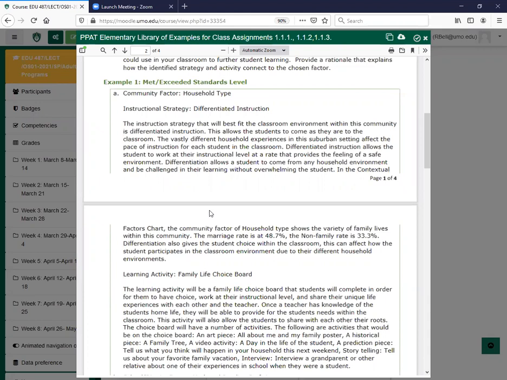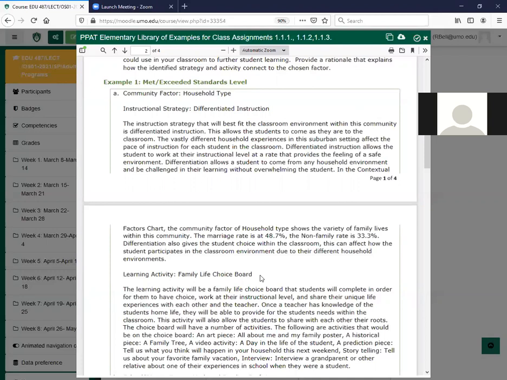Okay, so the first question is, does the candidate connect one chosen community factor to an instructional strategy and a learning activity in order to further student learning? First of all, what is the community factor? Household type. Household type, okay. And what's the instructional strategy? Differentiated instruction. Differentiated instruction, okay. Then, look, they listed what's the learning activity? Family Life Choice Board. Very good.